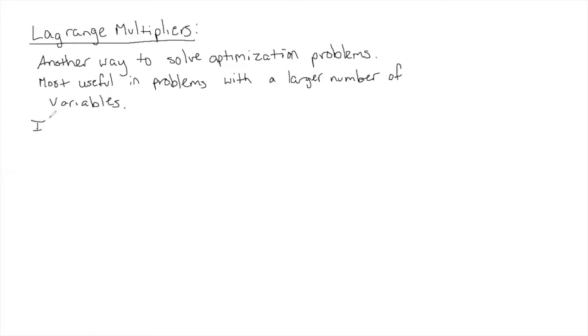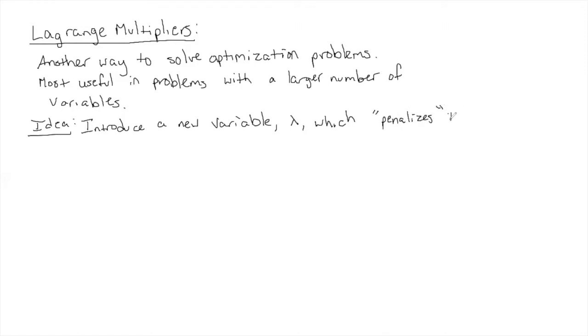The idea is we introduce a new variable, lambda, which, I guess I'll phrase it this way, penalizes the equation for violating the constraint.